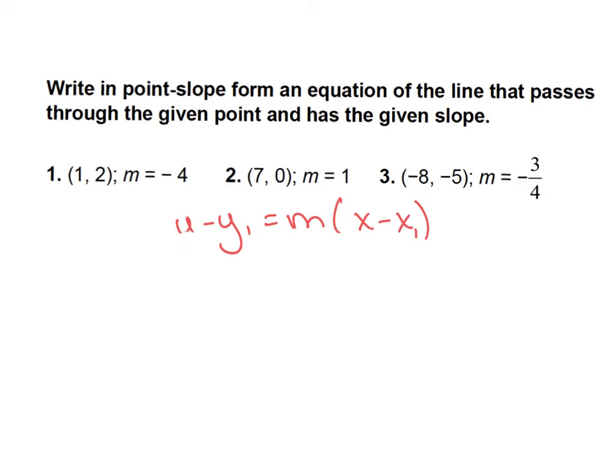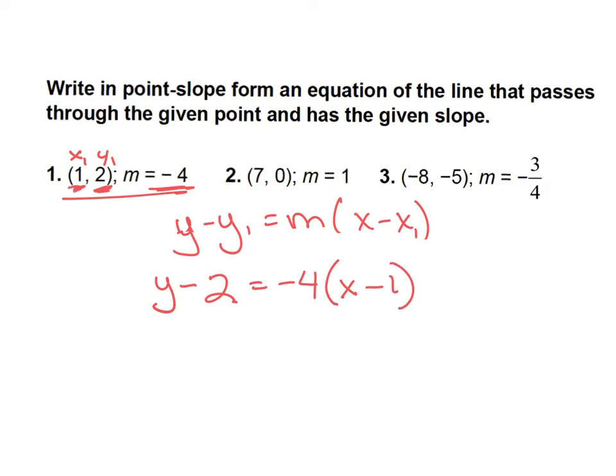Okay? So let's go ahead and start with number 1. Remember, this is x1 and this is y1. So we're just going to plug everything in. y minus 2 equals, we have our m, which is negative 4, times x minus, and here's our x1, which is 1. So I plugged it in. Here's where each one went.